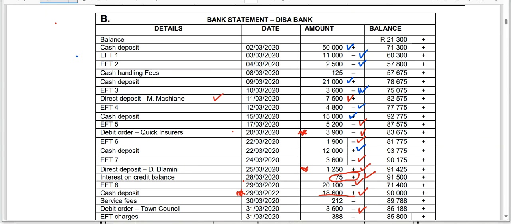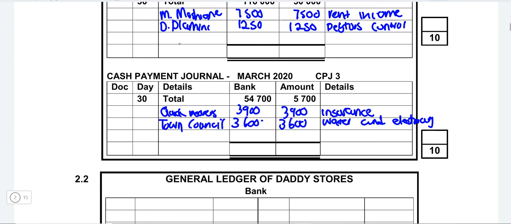Our bank is Disa Bank, so we're going to write Disa Bank here. Okay, and then they gave us 75 rand, so we write that 75 rand, and we explain that this is interest income. Okay, then we are done with the receipts.